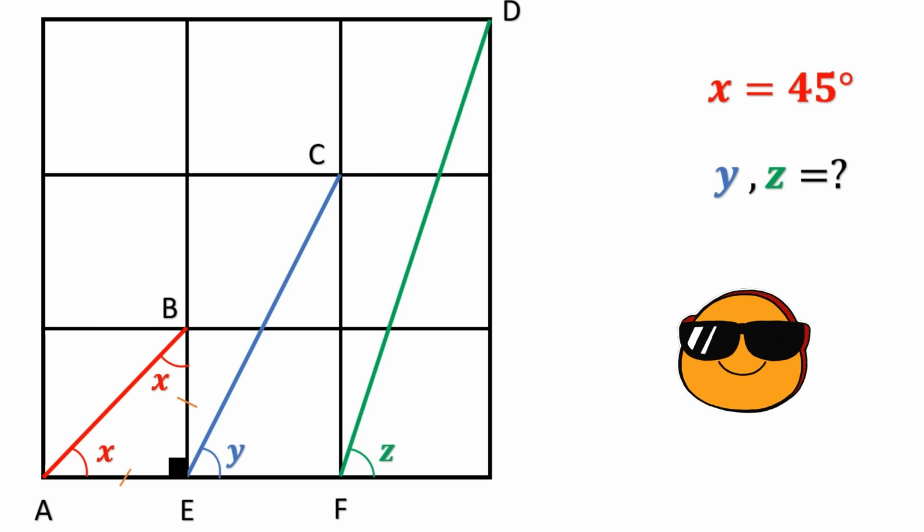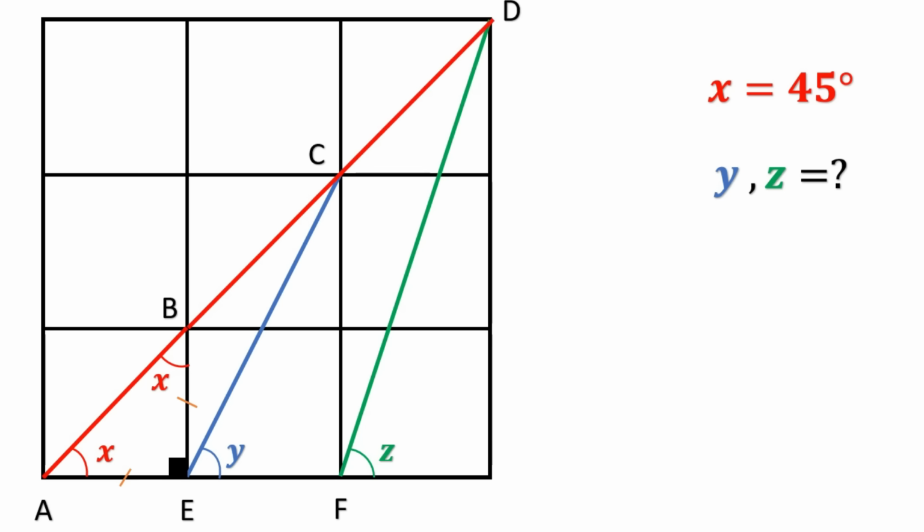This is where the fun begins. Extend line AB all the way to point D. This extension passes right through point C. Now, draw another line from B down to F.